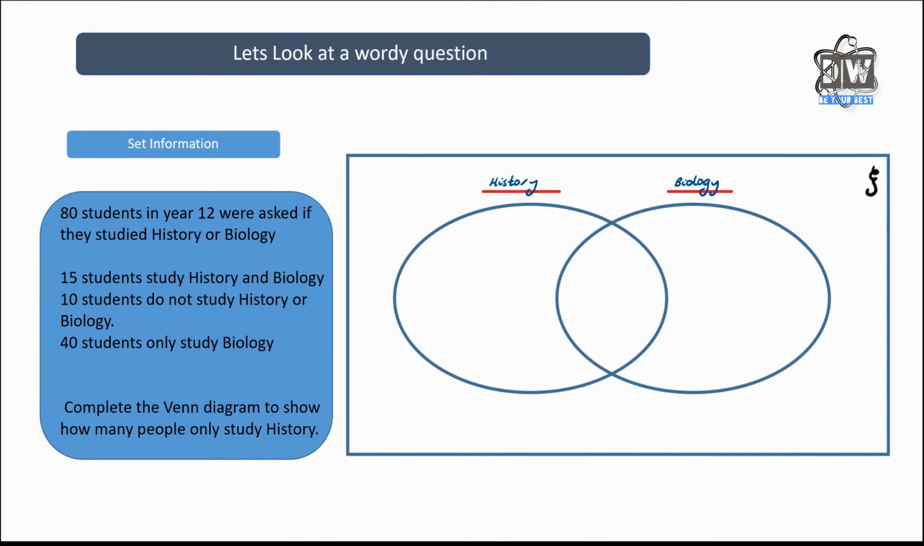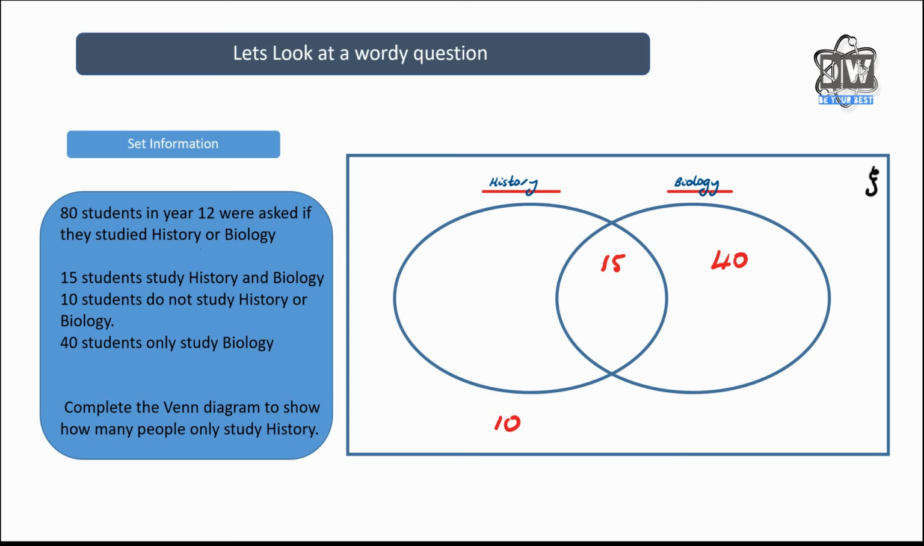Okay, so 80 students in year 12 were asked if they studied history or biology. 15 students study history and biology, so hopefully you can put that in the middle. 10 students do not study history or biology, so they go outside the area. 40 students only study biology, so they go there. Complete the Venn diagram to show how many people only study history. This is the important part, only study history.